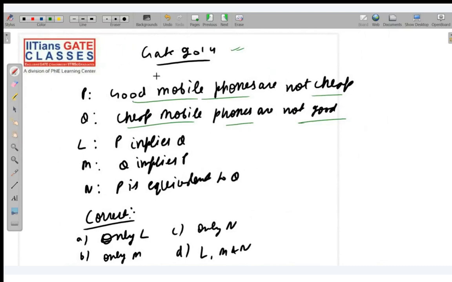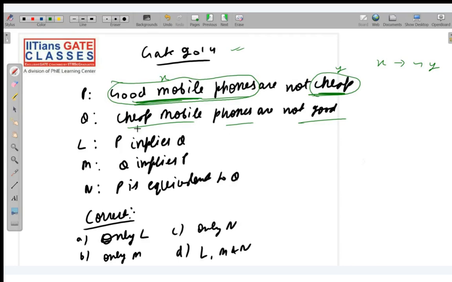So good mobile, let us say it is X, and cheap is say Y. So I will say X implies not Y. Good mobile phones I am taking as X, not cheap, cheap I am taking as Y. So X implies not Y.